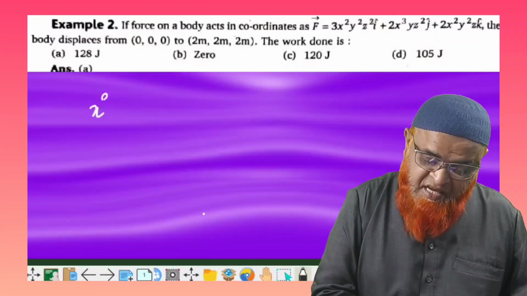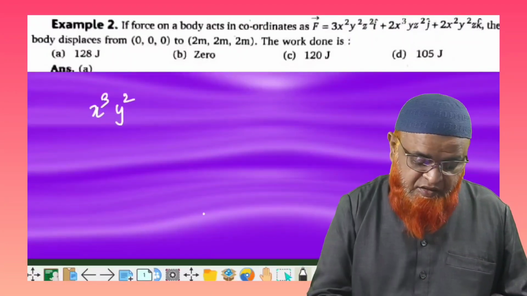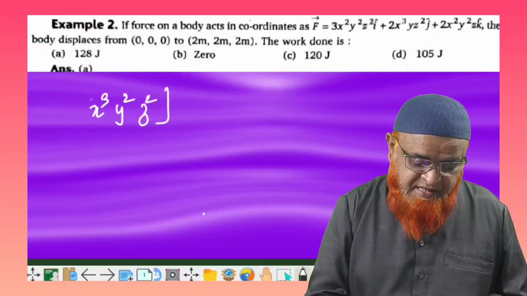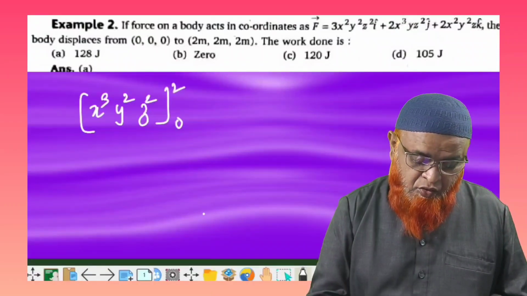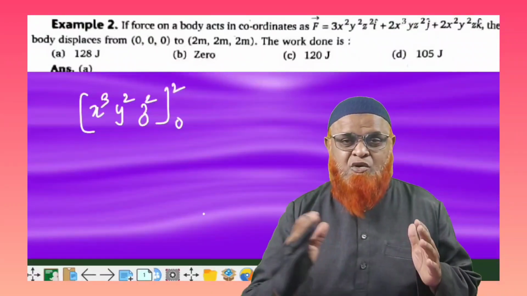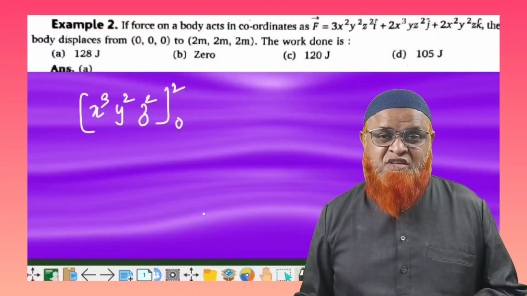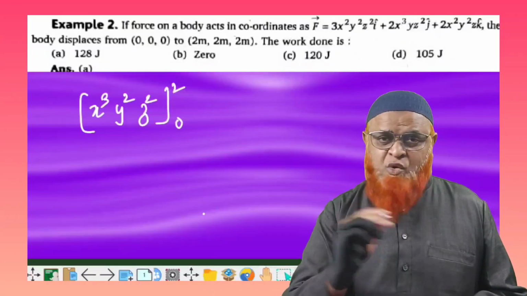highest power of x, which is taken as x cube, highest power of y, which is taken as y square, and highest power of z, which is taken as z square. And apply the limits, that is from 0 to 2, because all are given as 0 to 2, 0 to 2, 0 to 2, that's it. So after that, you are going to solve this one and get the answer in fraction of seconds without any formula, any integration, nothing required here, no derivation, no integration, nothing.